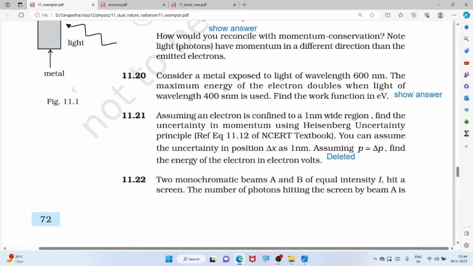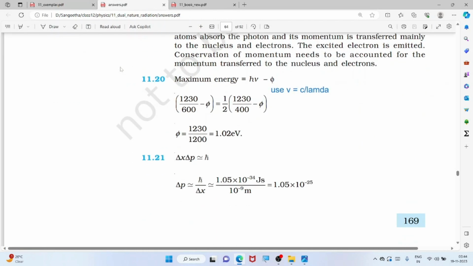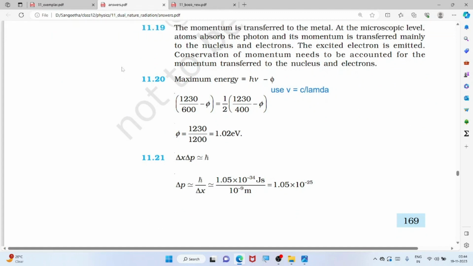Consider a metal exposed to light of this wavelength. The maximum energy of the electron doubles when you change the wavelength to 400. This is used to find the work function in electron volts. So the maximum energy is the energy of the incident photon minus the work function. If you replace the frequency with c by lambda, you will get this equation. Based on that, you will get the work function.